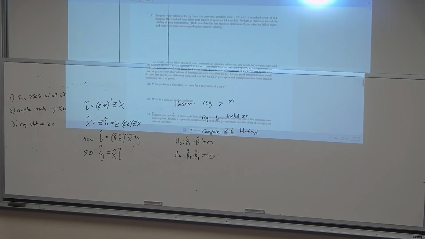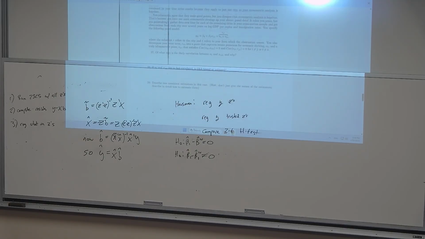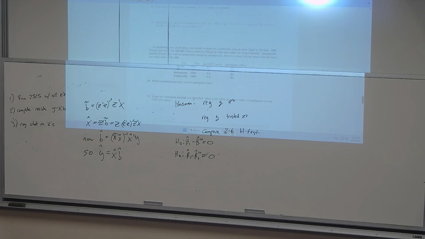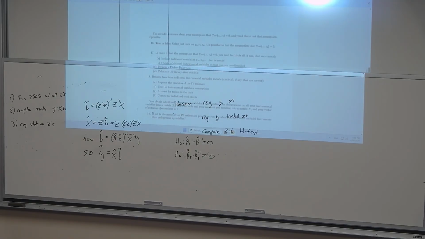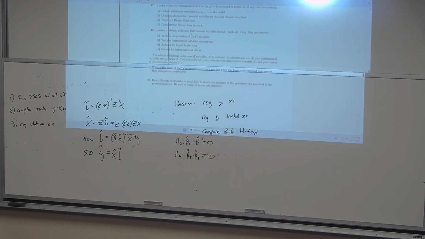The only question I've seen has looked like this: reasons to obtain additional instrumental variables include. This doesn't even mention an omnibus test, but the answers are E and F. There was one where it said, give an example of one of the tests you could use and explain how to do it. So if you learned both and forget Hausman, I guess you could use Omnibus on a question like that.